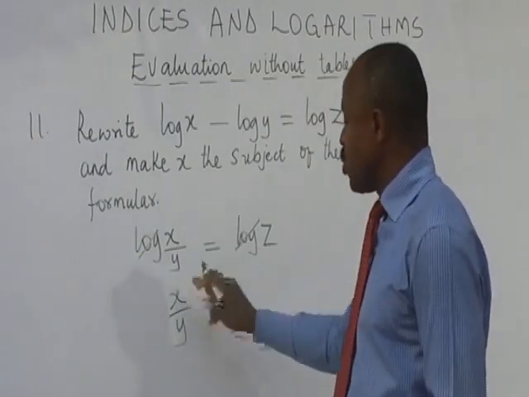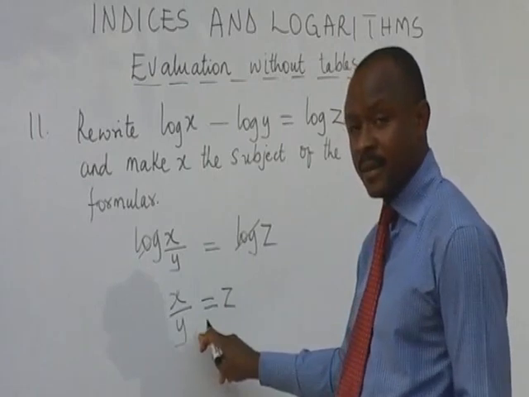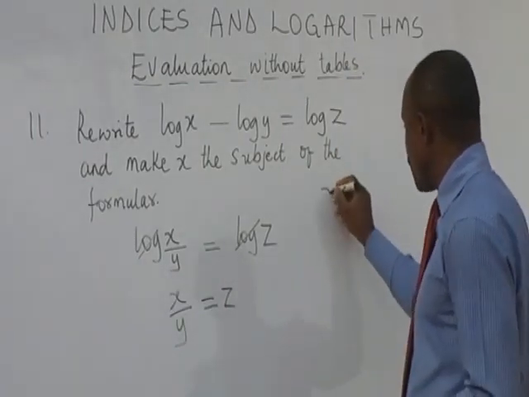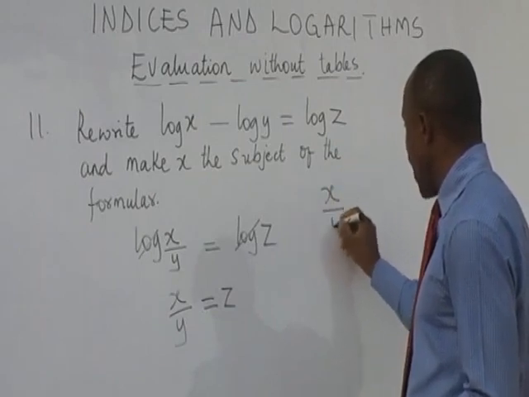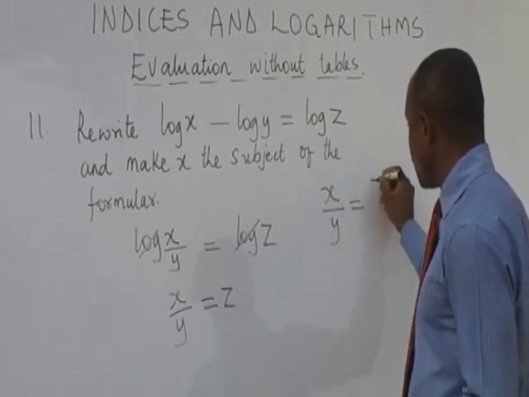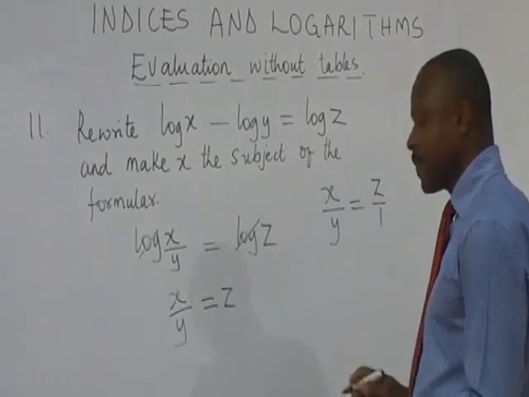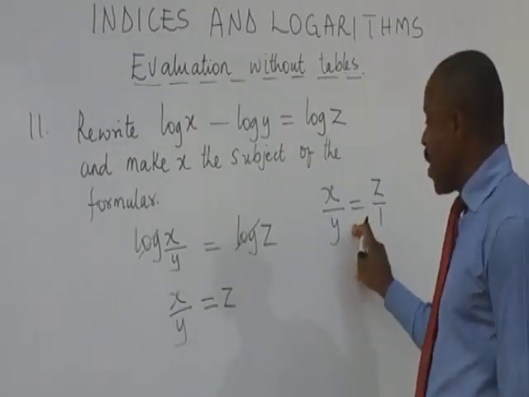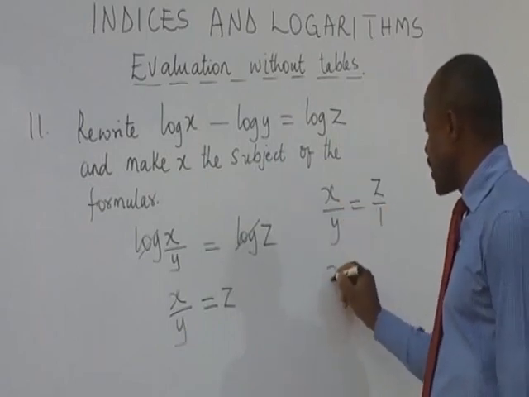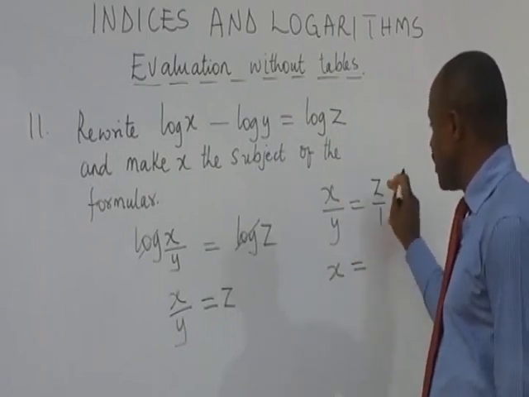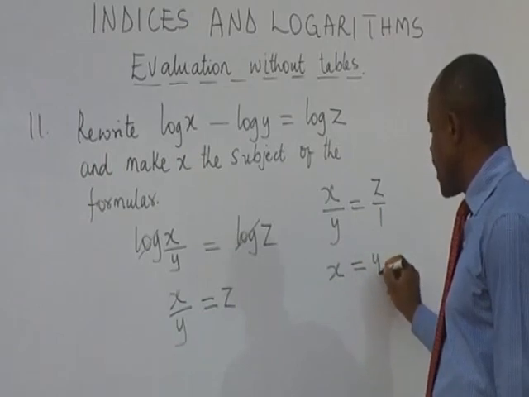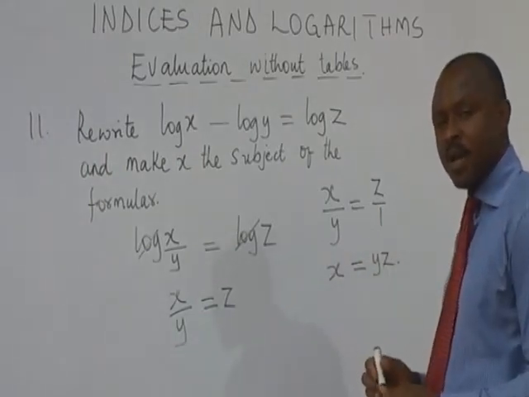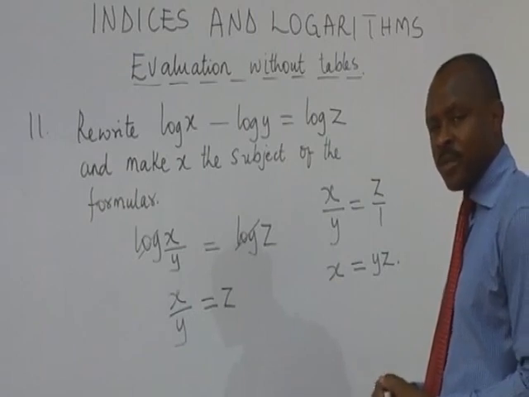The question said we should make x the subject of the formula. So let's write z as a fraction. We are going to have x all over y is equal to z all over 1. At this juncture, if you cross multiply, you have x times 1, which is x, equal to z times y, which is yz or zy. And that has brought us to the end of that question.